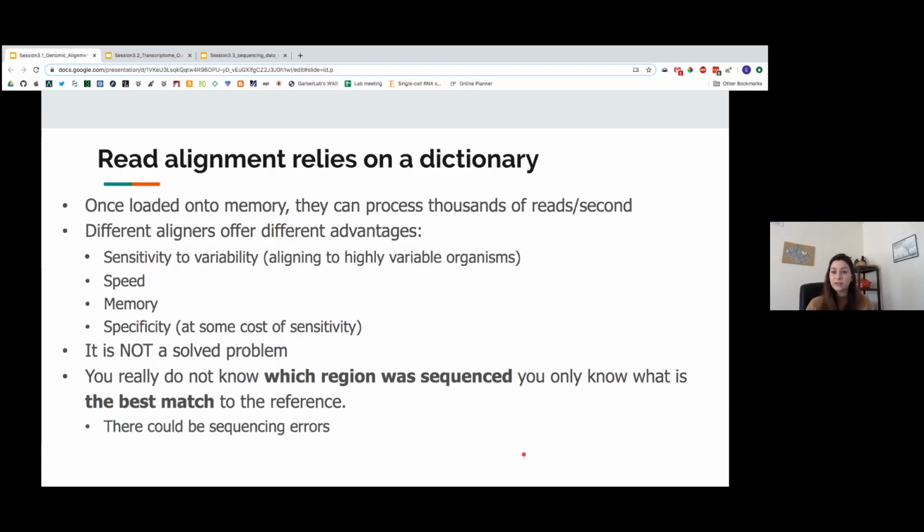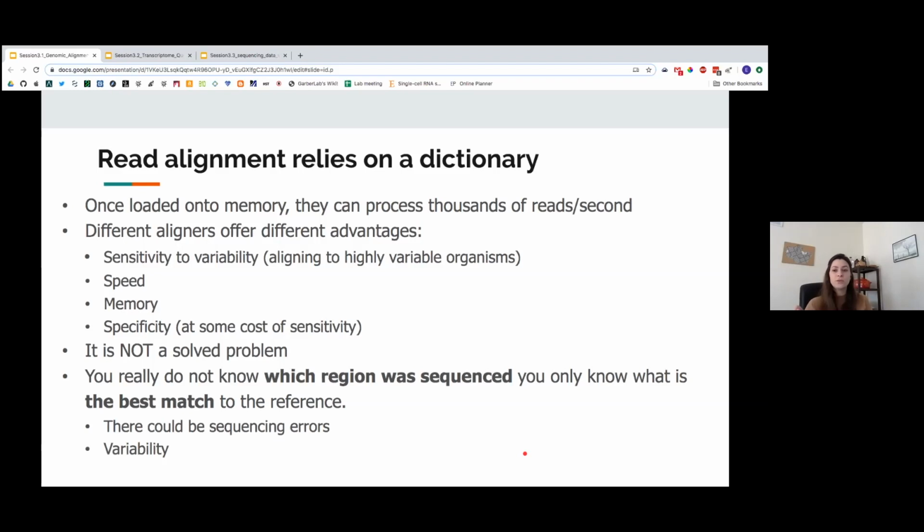So one of the factors that leads to this is that there could be sequencing errors. So your reads are not the exact match to the same fragment that they were created from, because the process of sequencing them introduces errors to begin with.